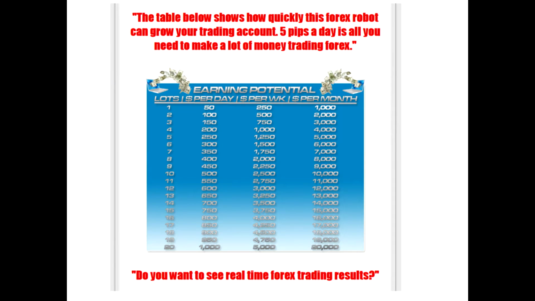As you can see in this table, it shows how quickly 5 pips a day can really add up. And this is showing based off of lot size. So doing one lot size, you could actually have $50 per day. Doing 2 lot sizes would be $100 per day. And you can see just following those columns over, per week, per month, it could really add up with just 5 pips per day.